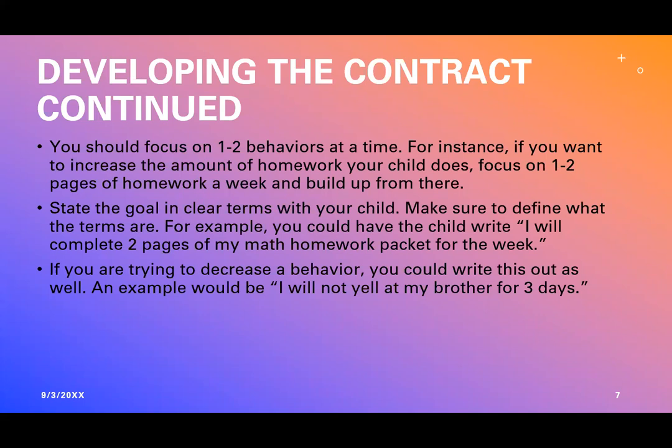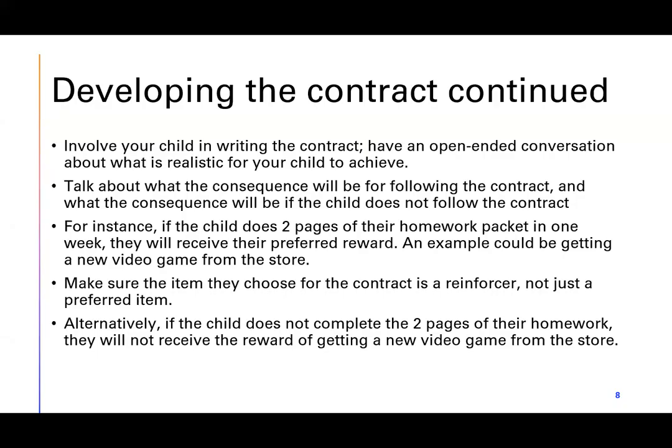And so if you're trying to decrease the behavior, you should write this out as well. So an example might be, I will not yell at my brother for 3 days. And make sure that's written out as well if you're looking to also decrease a behavior. Involve your child in writing the contract and have this open-ended conversation about what's realistic for your child to achieve. Talk about the consequence and what it will be for following the contract, and what the consequence will be if the child does not follow the contract.